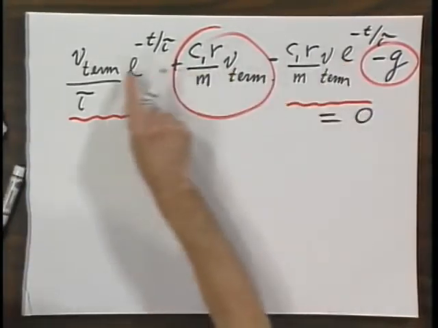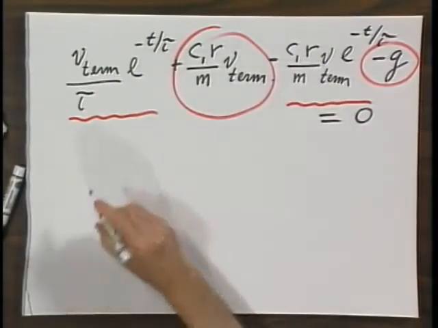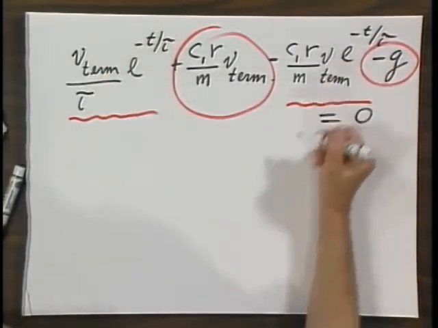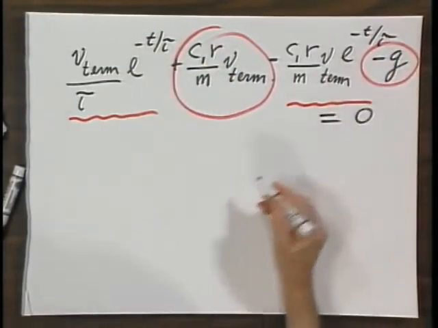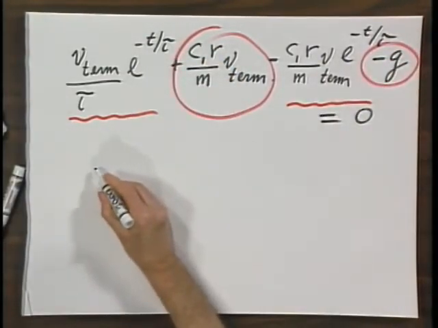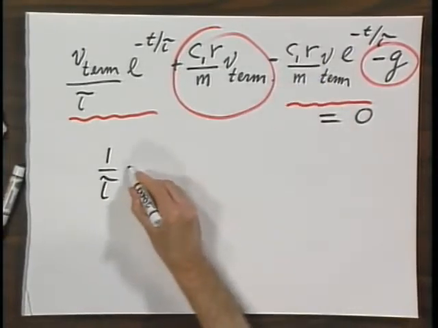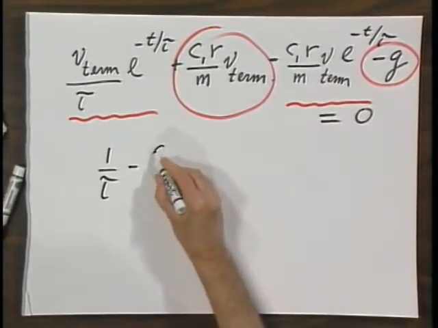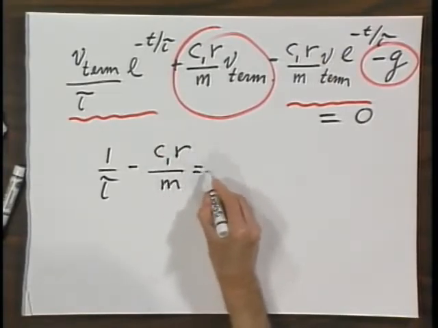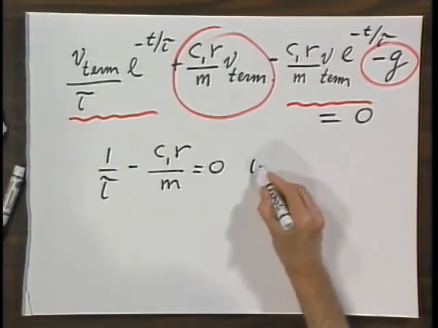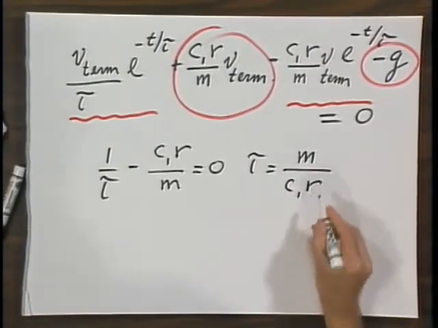Well, if I first take these two, my v terminal cancels, they have that in common. My e to the minus t over tau cancels, they have that in common. And so I find that 1 over tau minus C1 r over m equals 0. Therefore, tau equals m divided by C1 r.